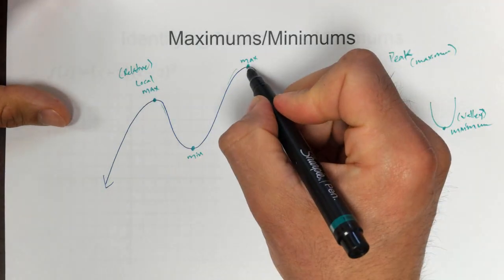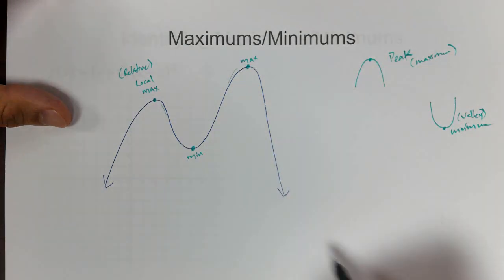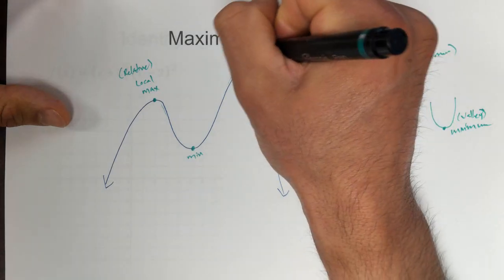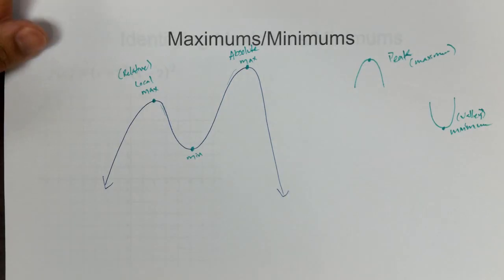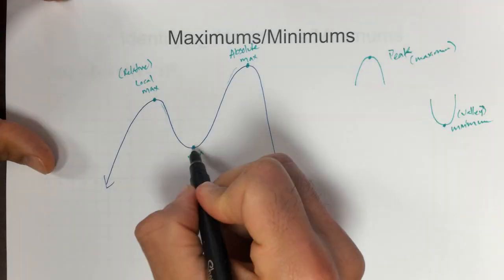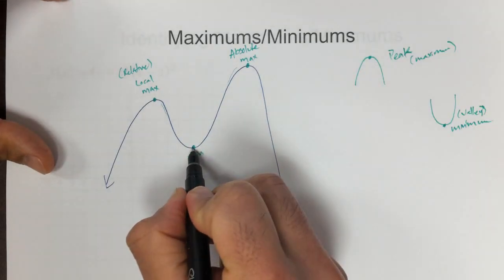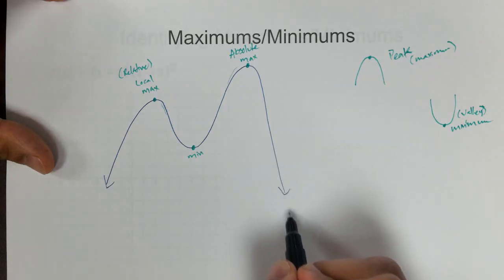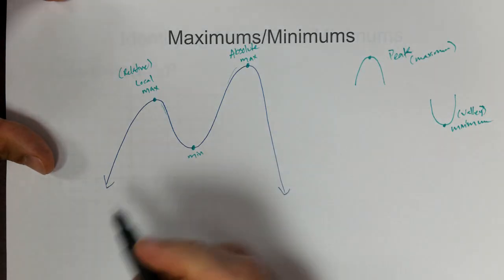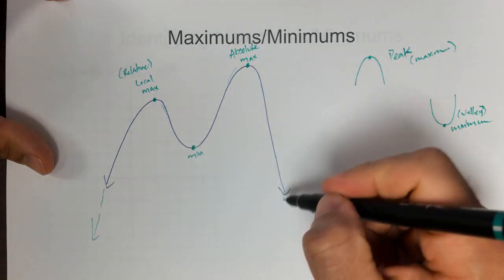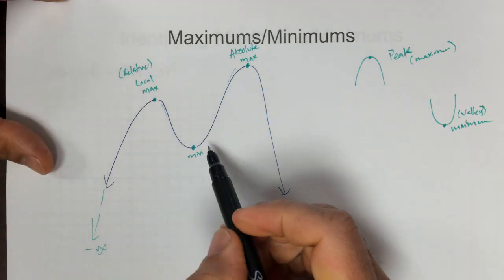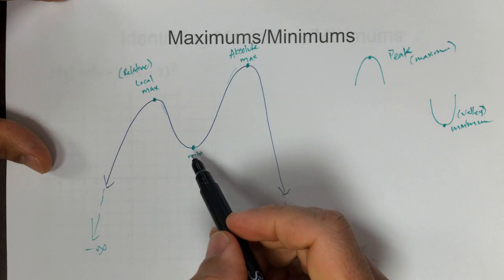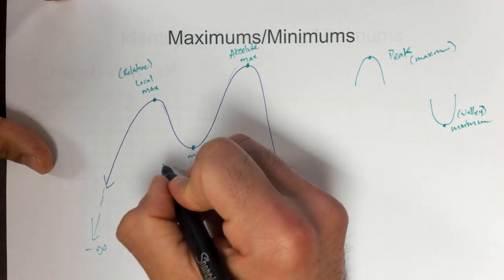And this one, because it's the highest point of the entire graph, we call this an absolute maximum. Now this point is a minimum point. But notice how there are points that go even lower because of the arrows. This implies that it's going to keep going to negative infinity, which means there's no way this point can be the absolute lowest. So we call it a local minimum.